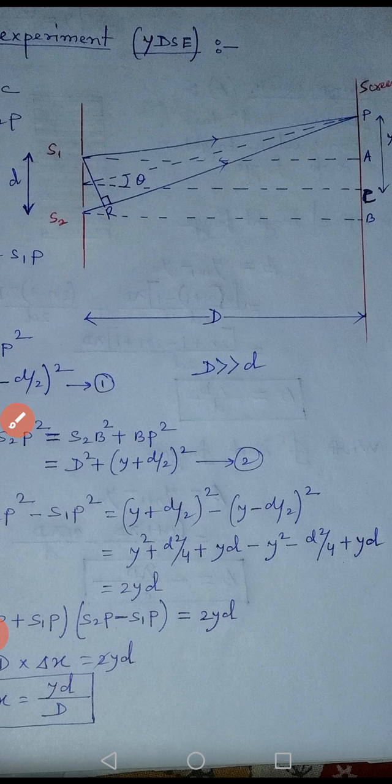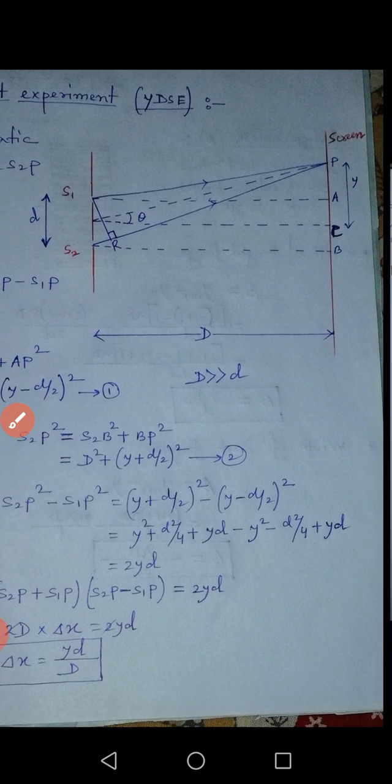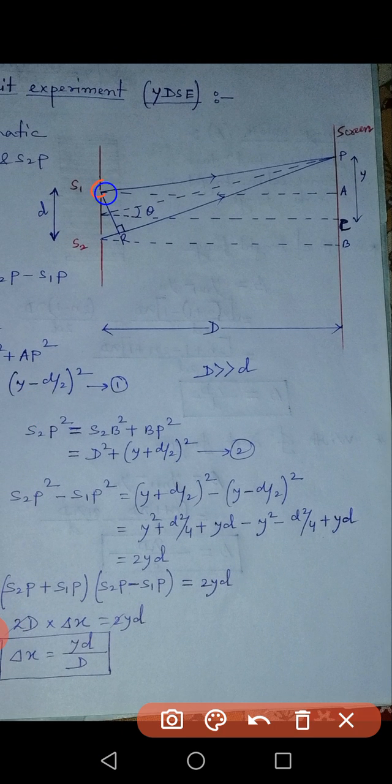Now first let us explain the figure. Here these two slits are separated by a distance d. Small d is a very small distance, in the order of a few millimeters. This is the screen. The screen is separated from the slits by how much distance? Capital D. This capital D is in meters in most cases. This is the central bright fringe. From the central bright fringe, the point P is at a distance of y.